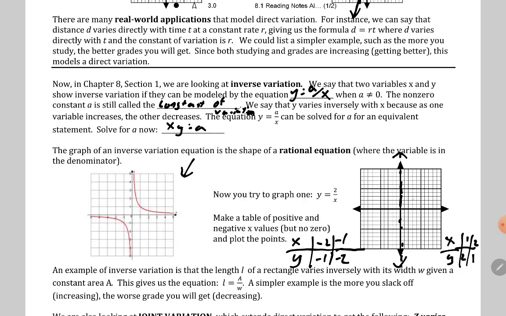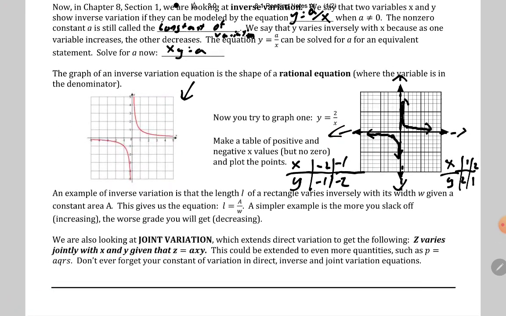So what this is going to look like is 1, 2, 2, 1, and -1, -2, like that. So this is the general shape. So notice how they're also approaching the x-axis, but never touching, because there's also a horizontal asymptote there, but we'll go over those later.